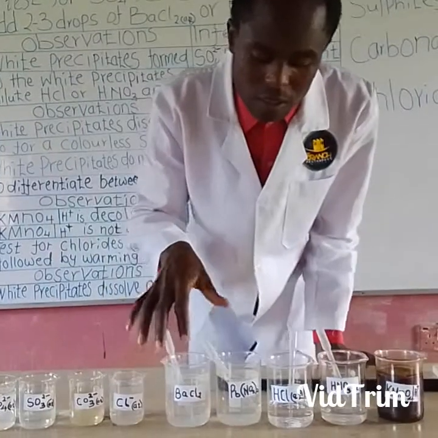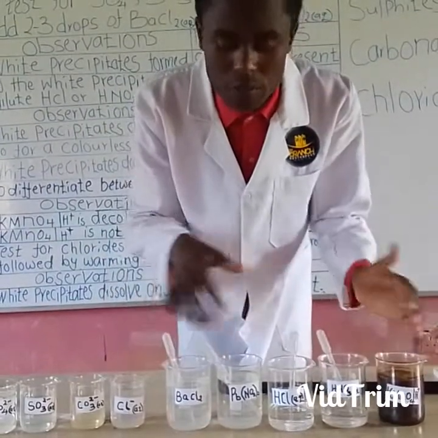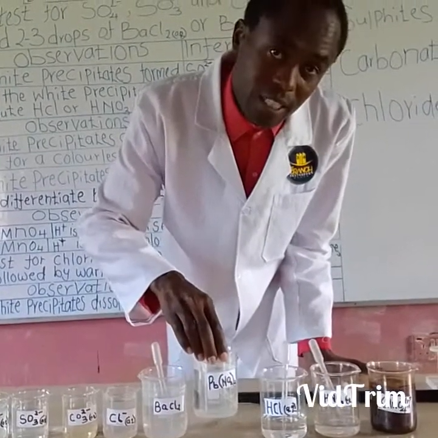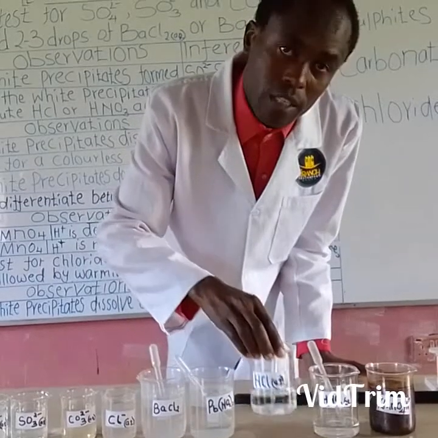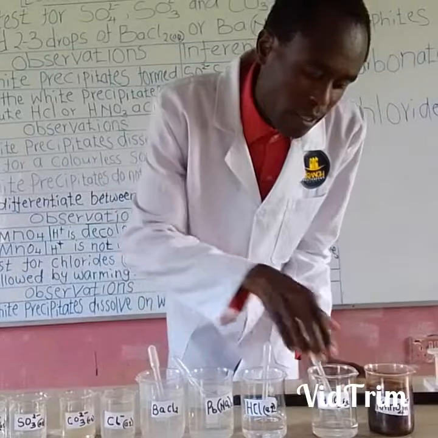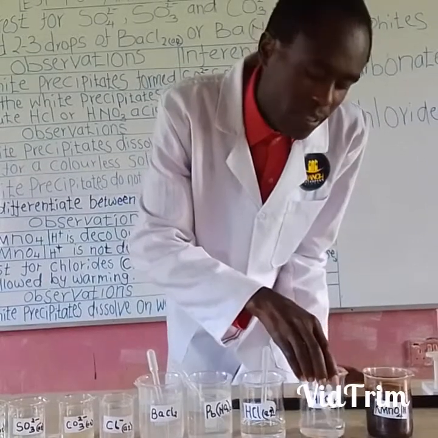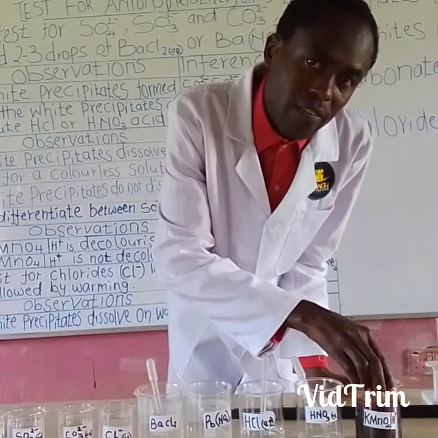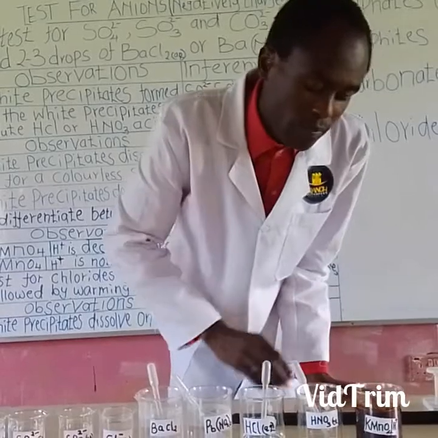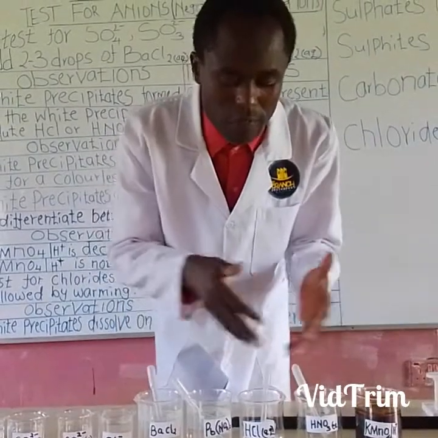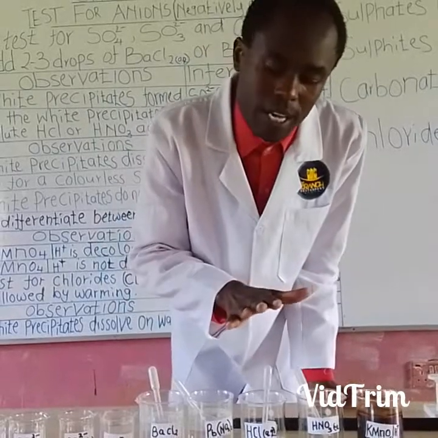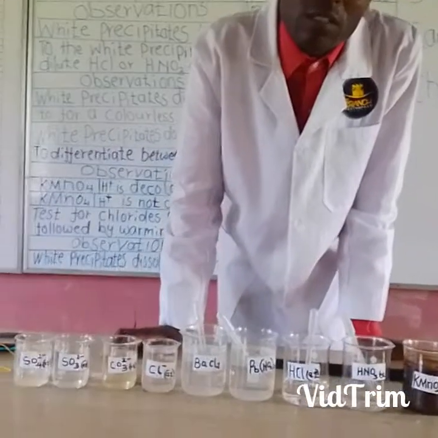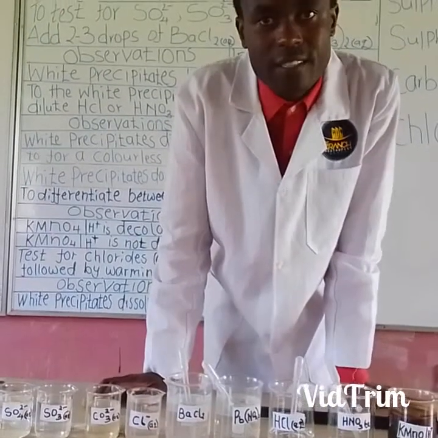Then the other 5 solutions, that is barium chloride solution, lead nitrate solution, dilute hydrochloric acid solution, dilute nitric acid, then acidified potassium permanganate(VII) solution. So these 5 solutions will enable us to identify these 4 anions. Is it okay? So straight away I would like to start.